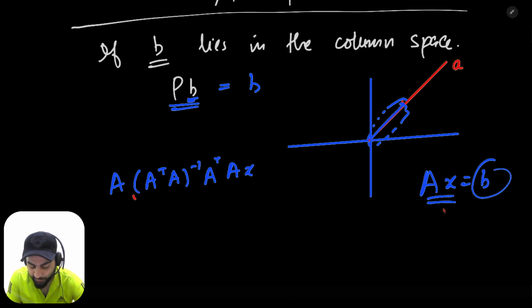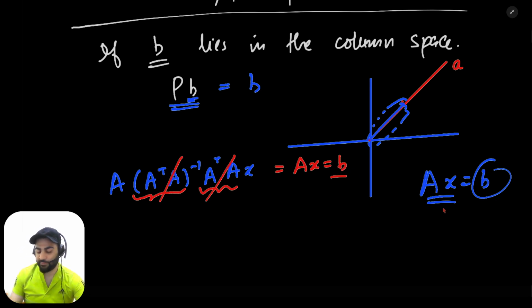Just see it over here. This is A transpose A inverse, A transpose A. So these two will become identity. So it will again be equal to AX, which is equal to B. That's what I'm saying. If the vector B lies in the column space of A, then the simple answer is projection will do nothing. It will still be in that subspace only.